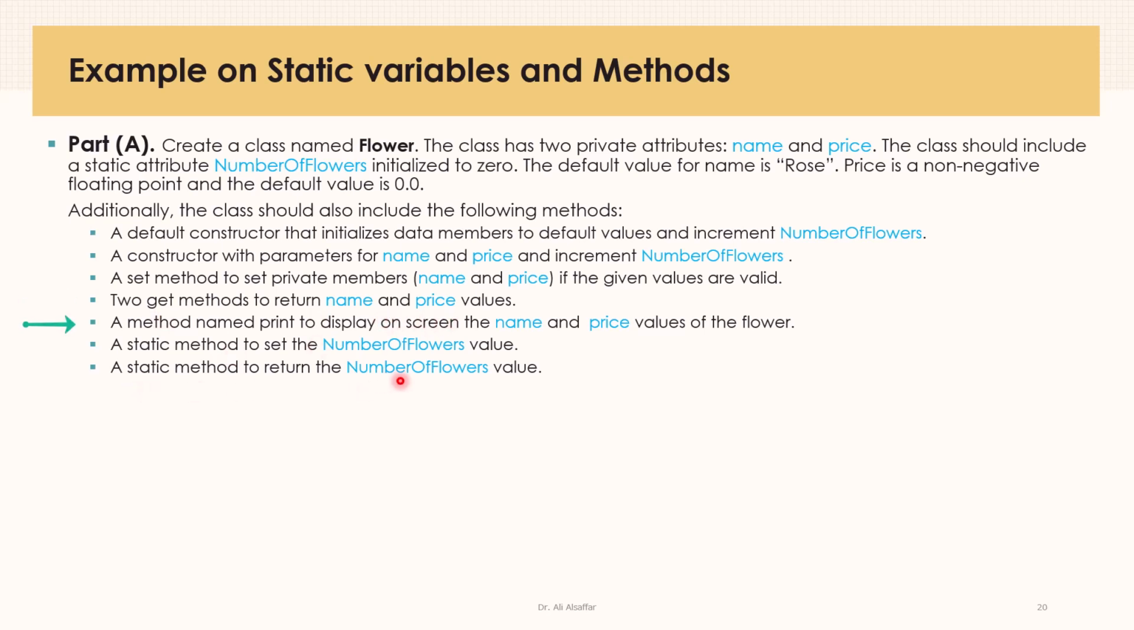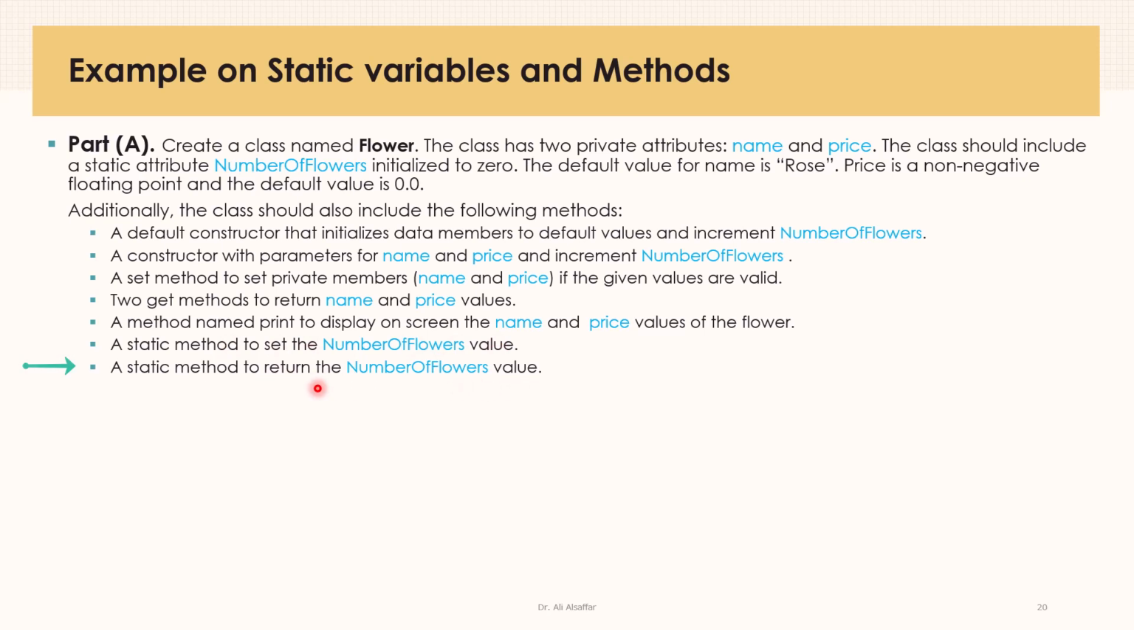Also, we need to write a method for displaying on screen the name and price values of the flower. And finally, we need 2 static methods responsible for the static variable number of flowers. The first one will be for setting a new value, and the second one for getting its current value. Now for the last 2 methods, we have to make our decision clear here whether to include the setter for number of flowers or not.